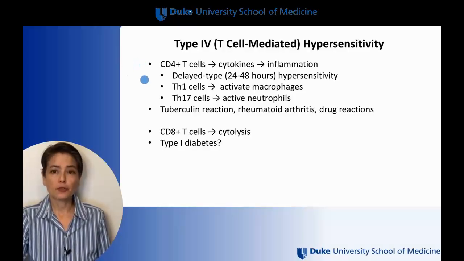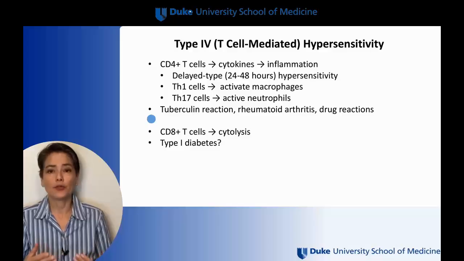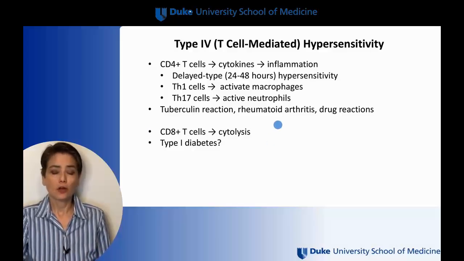Now, this is also referred to as delayed type hypersensitivity, or DTH. It tends to occur 24 to 48 hours after exposure to our antigen. What happens here is we have Th1 cells activating macrophages, Th17 cells activating neutrophils, and our classic example will be the tuberculin reaction. So when you get your PPD, we put in some protein and we wait 24 to 48 hours to see if you get a response. If you do get one, then we know that you've either been previously immunized or that you've been exposed to tuberculosis. This also plays a role in rheumatoid arthritis as well as drug reactions.